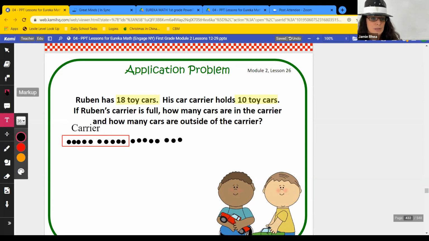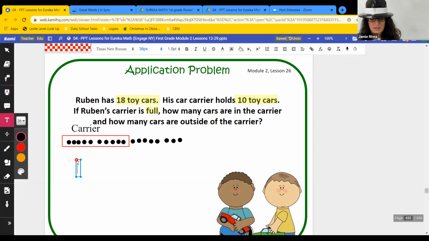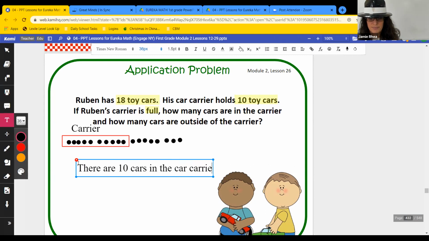All right, let's keep going. If Reuben's car carrier is full, how many cars are in the carrier and how many cars are outside the carrier? Okay, so this is a clue right here. It's full. So if his car carrier holds 10 cars and it's full, how many are in there? There's 10. So how many cars are in the carrier? 10 cars in the carrier. So let's write that. There are 10 cars in the car carrier.